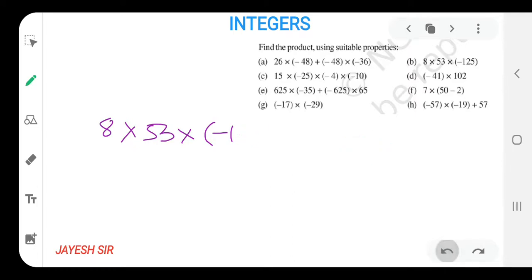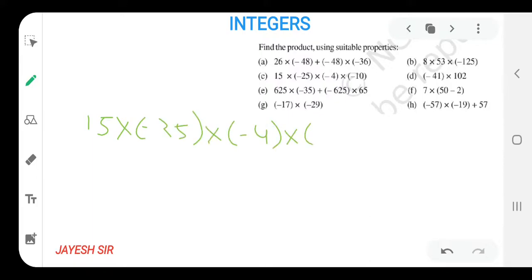So let's begin with our third sum. The third sum is a very different type of sum. You will learn something new in this sum. So let's see what approach we should follow to calculate this sum easily. 15 into minus 25 into minus 4 into minus 10.